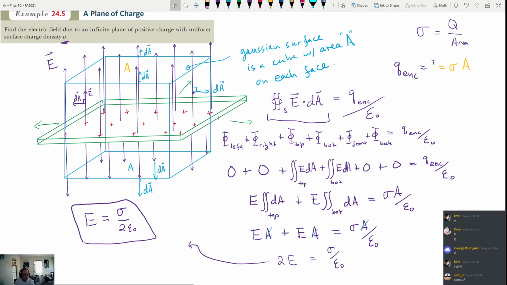The reality is, though, that everything that occurred in between here and here, you could really jump from the first line to the bottom line. Like, if you're standing at the board and you're explaining this to somebody, right? You could say, well, I'm only going to get flux on the top and the bottom, and the flux on the top is going to be E times A.